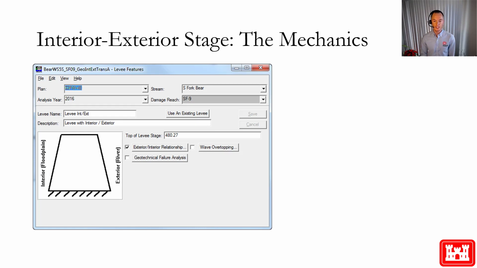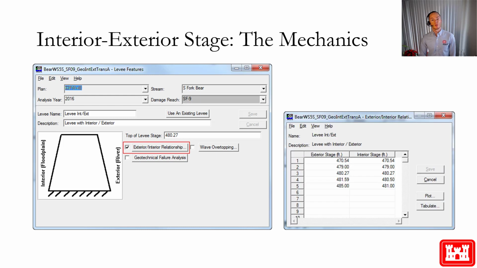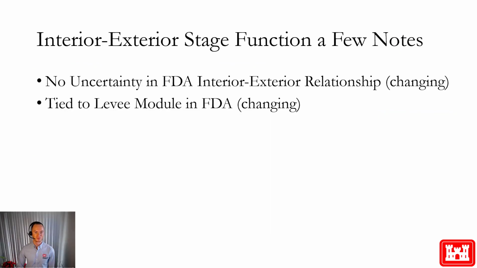To define an interior-exterior relationship, open the Levee Features window in the HEC FDA program and select Interior-Exterior Relationship. The interior-exterior relationship window will open, and for each exterior stage in the channel, enter an interior stage in the floodplain. Some final notes about the interior-exterior relationship.